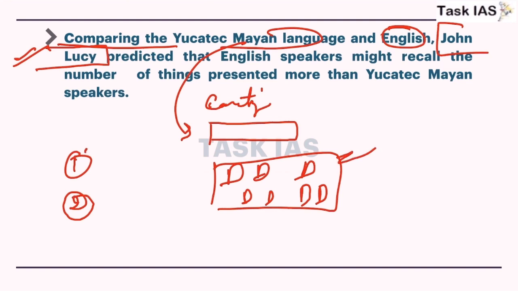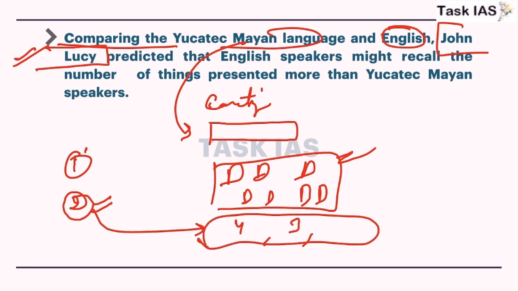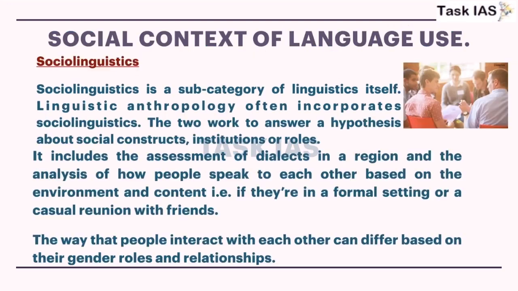English-speaking people have more tendency to give numbers also, that here apples were 4, bananas were 3, or grapes were more. So English people have a tendency to remember numbers as well, but in the Mayan language there is less focus on numbers. And you can also relate that these Mayan people have less focus on property, less focus on money. So how language and culture are interrelated, you can write this example also.